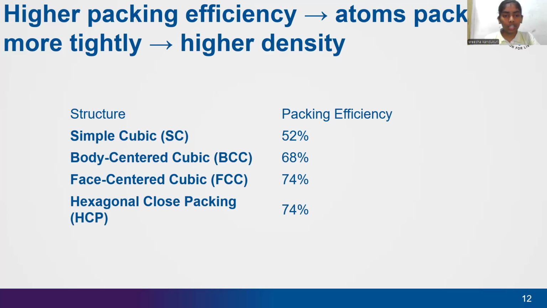Simple cubic, SC, has a packing efficiency of 52%, BCC, body centered cubic, has 68%, face centered cubic has 74%, and hexagonal close packing, HCP, has 74%. Here we have more packing efficiency in FCC and HCP, and in simple cubic there is the least packing efficiency at 52%.